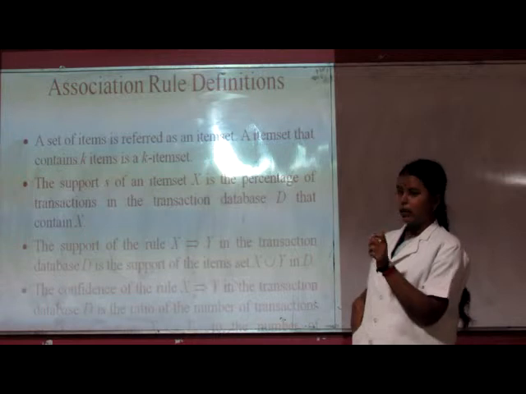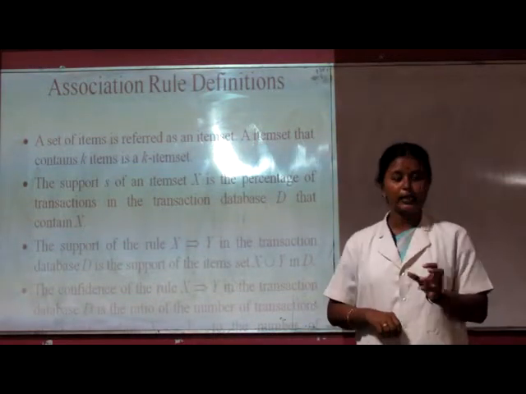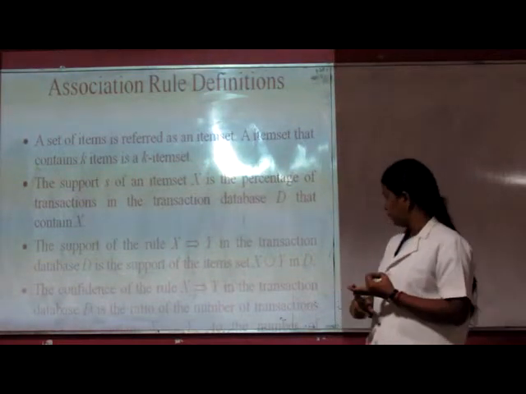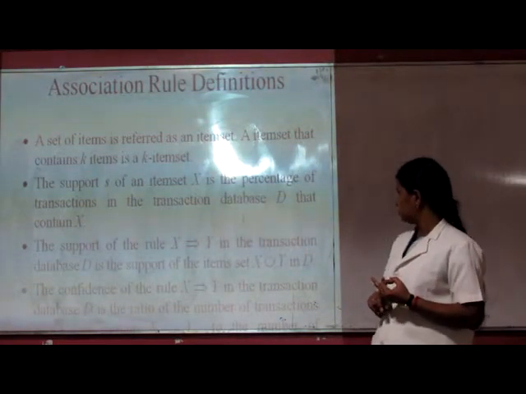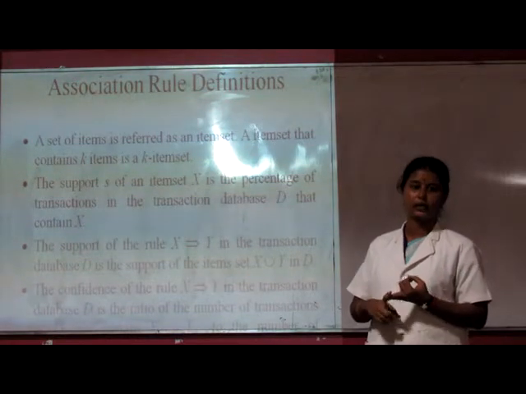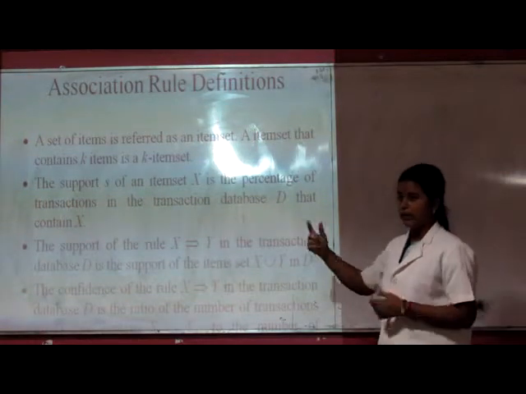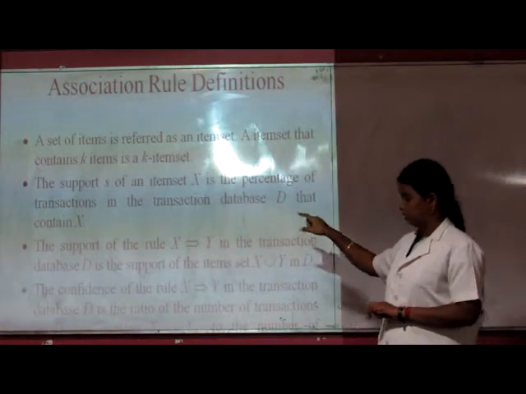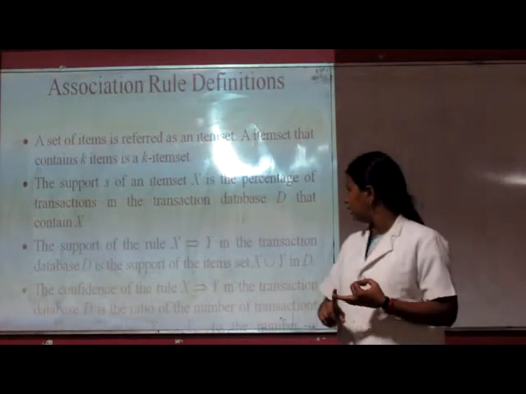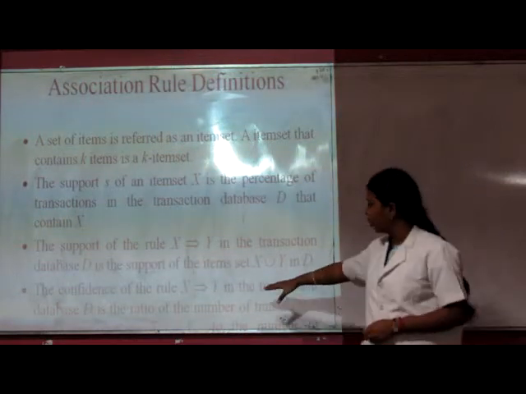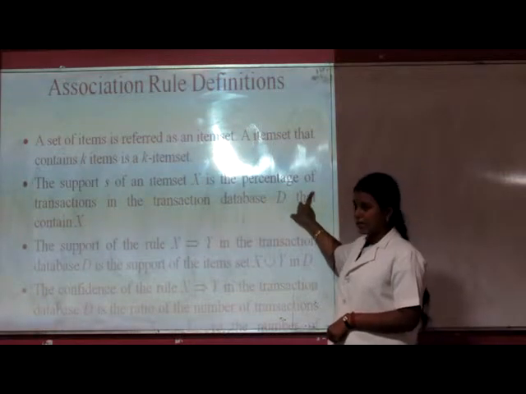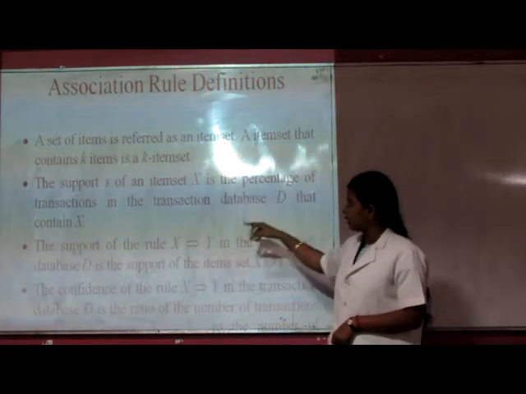When you are making a decision on association, you have to consider two things. One is support and another one is confidence. So two things have to be considered: support and confidence. That we will see later. For representing support we use the symbol S, and then we also have to consider the confidence level. The support of X is the percentage of the transaction database that contains X.